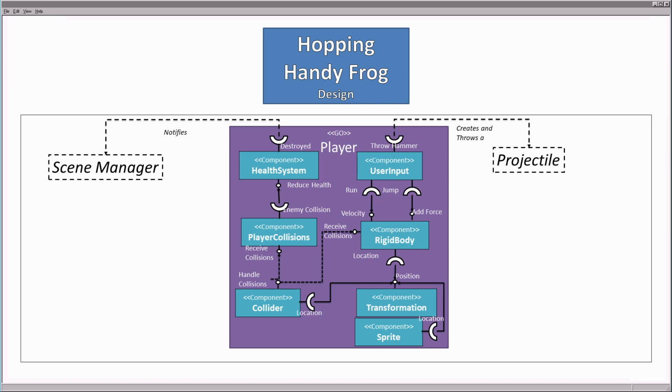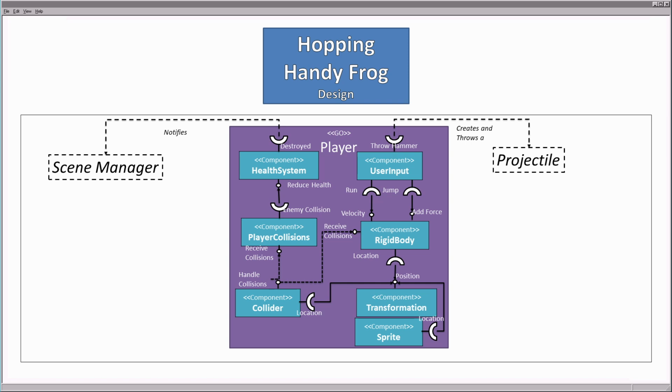First, we notice that the user input to run needs a connection to the rigid body's velocity. We can assume that the user input will be affected by the velocity when the player is moving. We also notice that the jump requires the function adding force. We can assume when the player presses jump that a force will be added in the up direction, thus simulating a jump.